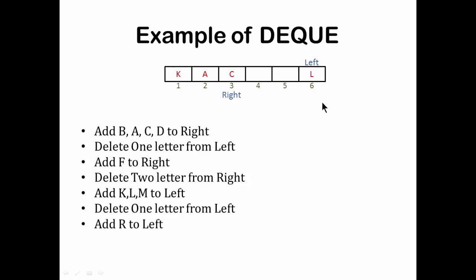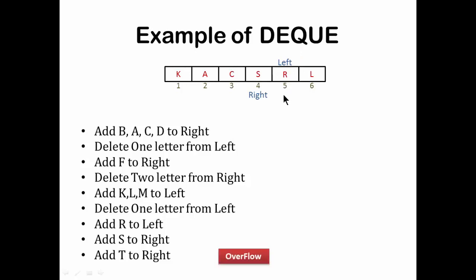Add R to left, that means an R would be added towards the left. So when you are adding the value towards the left, left again moves to the 5th location. Add S to right, that means right would be moving in the right hand direction, thereby inserting the value S. Add T to right, now what would happen? Right would be inserting a value only if there is a space. So before inserting the value, you have to check if left is equal to right plus 1. If that is the case, it's an overflow. So you will display overflow and no new element would be inserted.